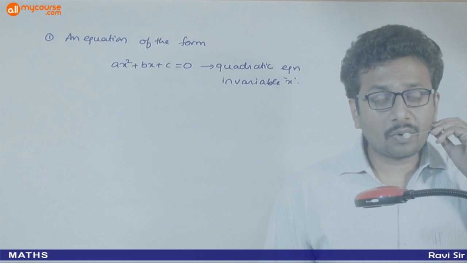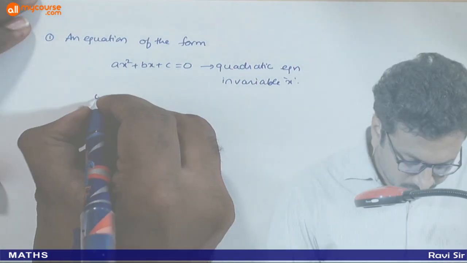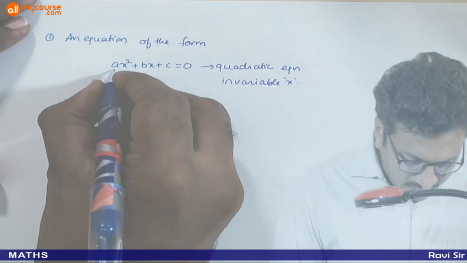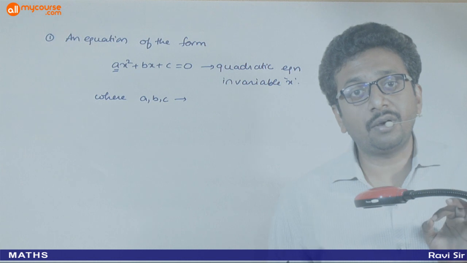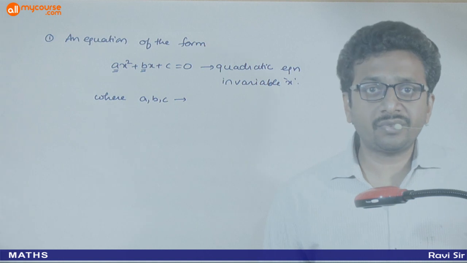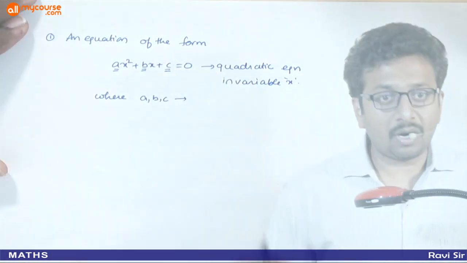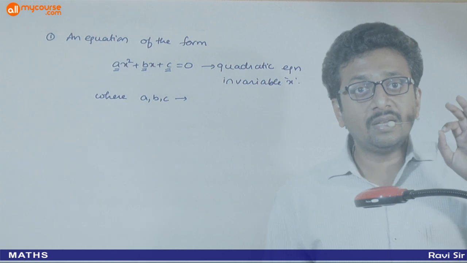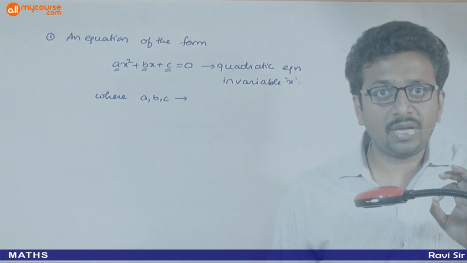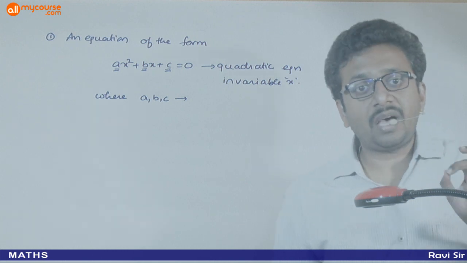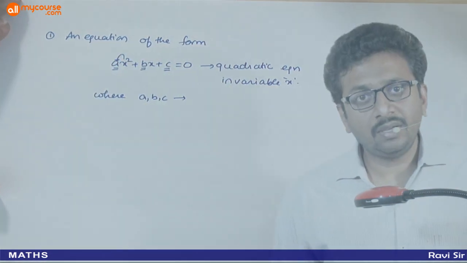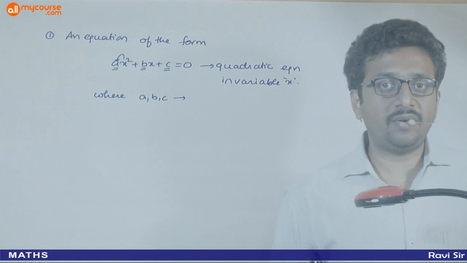Okay, this is a quadratic equation in variable x where a, b, c, this a is called the coefficient of x square, this b is called the coefficient of x, and this c is called the constant term. So there are three terms in a quadratic equation. So what are the terms? You have a x square term, you have a x term, you have a constant term, and you have a coefficient of x square, you have a coefficient for x, and you have a constant term.